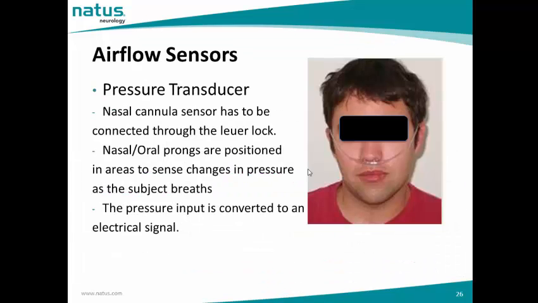A nasal cannula sensor should be connected to the amplifier through the lower lock, and the nasal or oral prongs are positioned in areas to sense changes in pressure when the subject breathes. Then the pressure input is converted to an electrical signal.